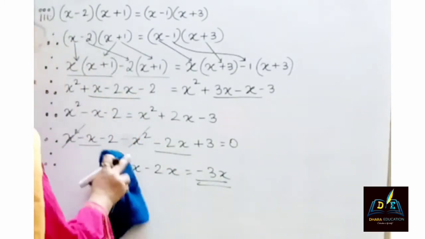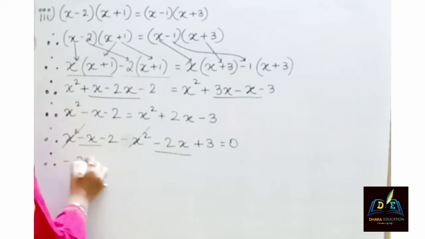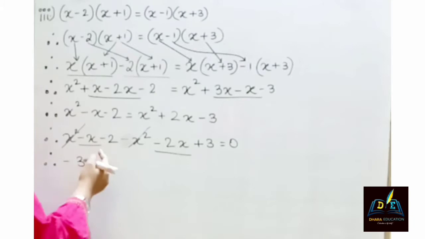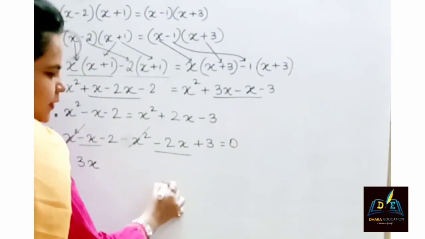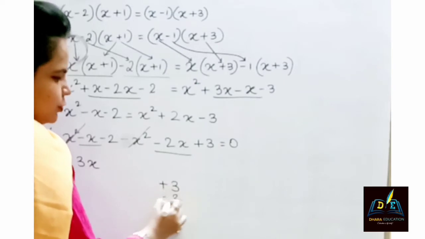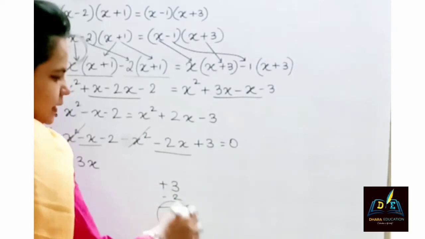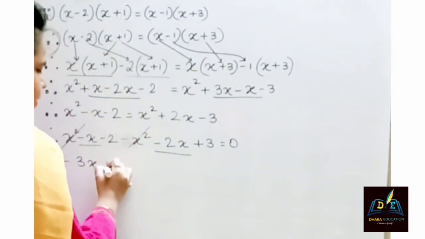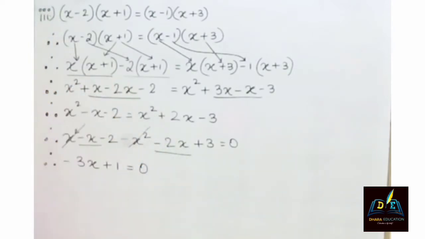So let's take another step. Minus 3x. And now what is remaining is the constant term. The constant term is minus 2 and plus 3. So we will take first plus 3 and minus 2, which will give what? Plus 1. Okay. So we will take the plus 1. Plus 1 is equals to 0. Nothing is there to write now.